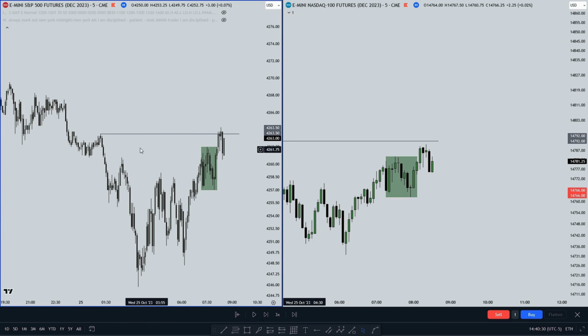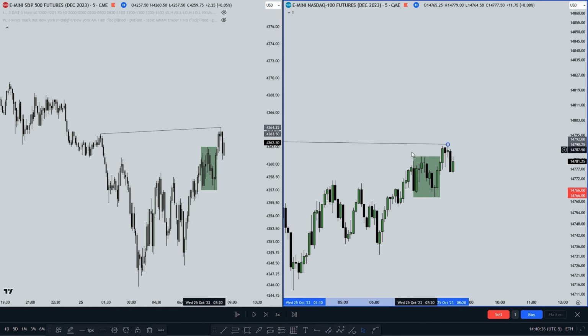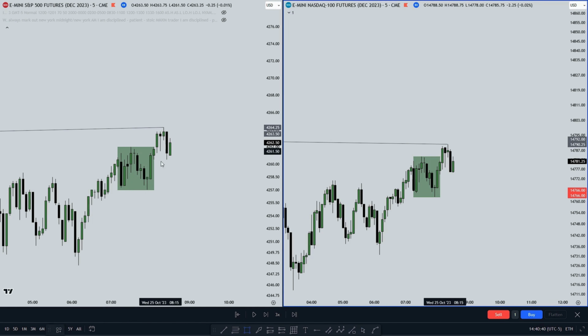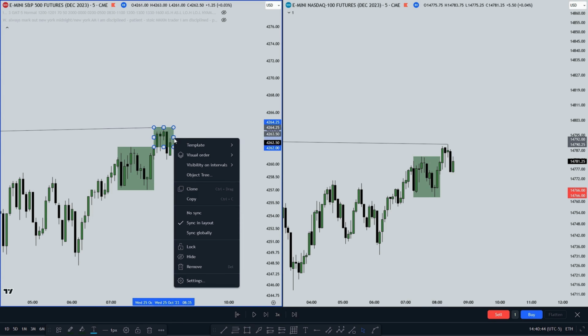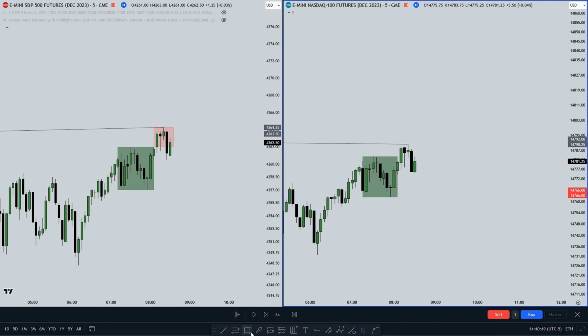So right here we take out the buy side liquidity, but on the Nasdaq we failed to take out the buy side liquidity. So this would be our PD array. And as you already see, we have our manipulation move on both the Nasdaq and the S&P 500.